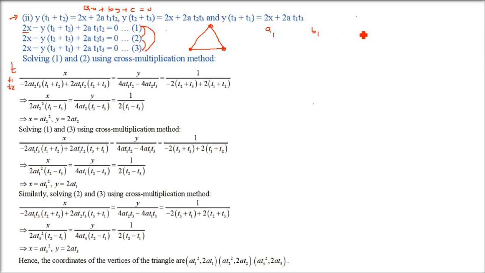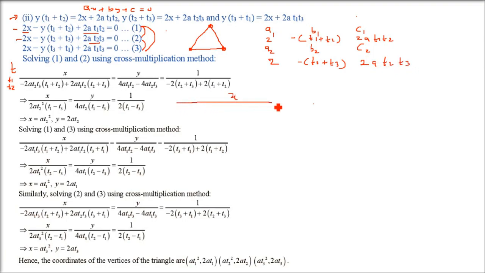So we have A1, B1, C1. I'm taking 1 and 2, so A1, B1, C1, A2, B2, C2. Let us see what they are. So this A1 is 2, A2 is 2, B1 is minus (t1 plus t2), and then we have B2 as minus (t2 plus t3), and C1 is 2a t1 t2, and this C2 is 2a t2 t3.